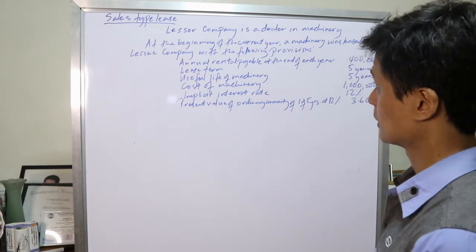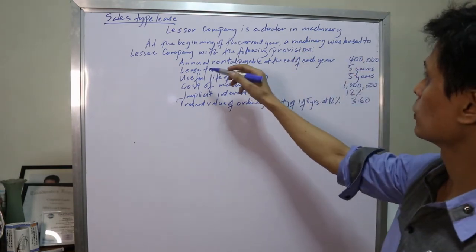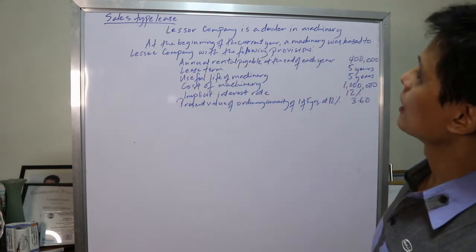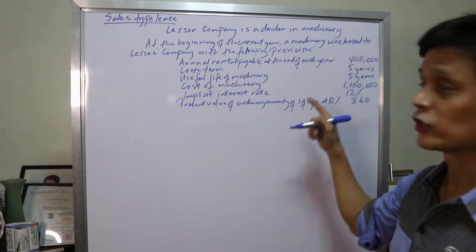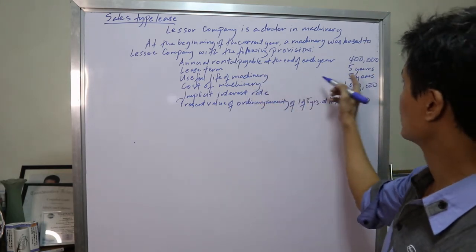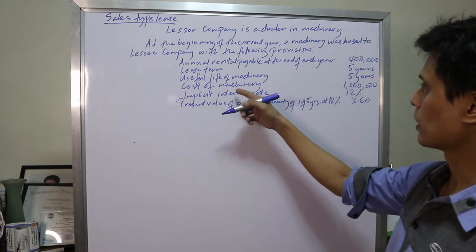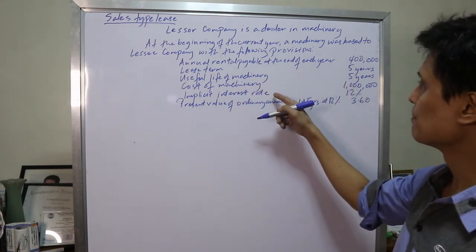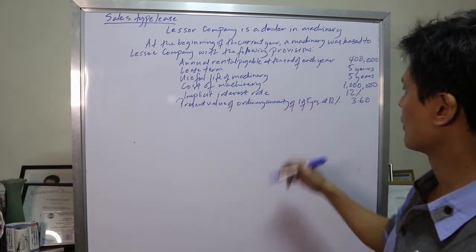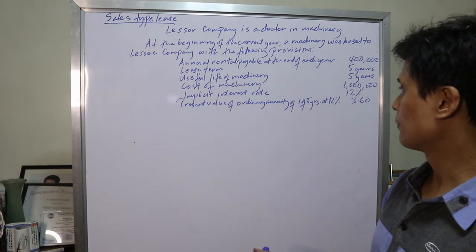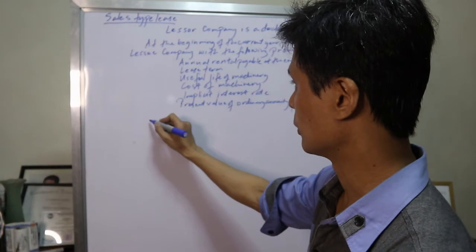So let's try to take this up. At the beginning of the current year, a machinery was leased to the lessee company with the following provisions. Annual rental payable at the end of each year is 400,000. The lease term is 5 years. Useful life of the machinery is also 5 years. Cost of the machinery is 1 million. Implicit interest rate is 12%. Present value of ordinary annuity of 5 years at 12% is 3.60. So we will compute the gross profit.